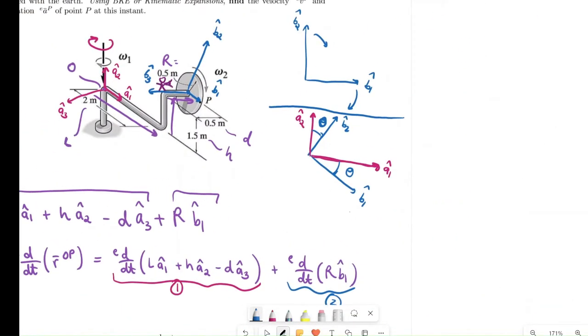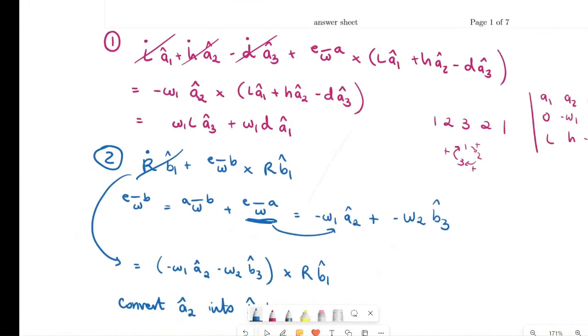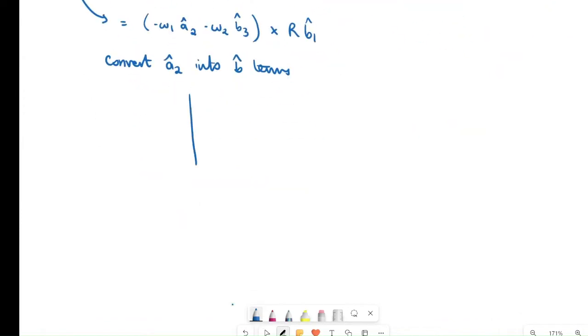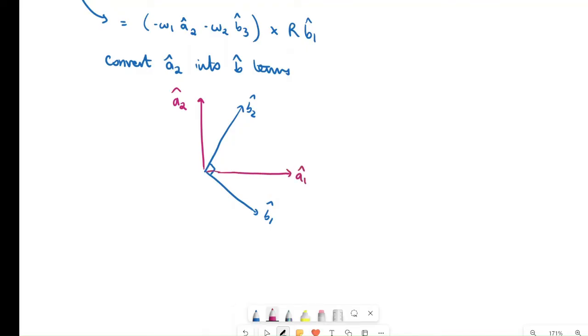So let's think about how we can write this A2 hat vector in terms of the B frame. I'm going to redraw that down here. So I should use different colors. So A2, B1, B2, and these are perpendicular, right? Then A1, which you really don't need to know, but I'm just going to draw it here for the complete picture. So this is theta, and this is also theta. Okay, so how to write A2 hat in terms of the B terms.